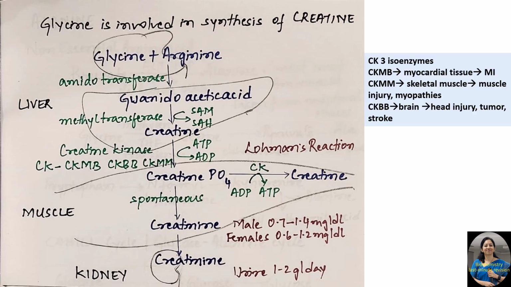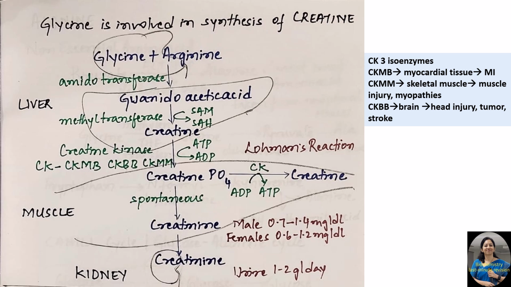Now, the 3 isoenzymes of creatine kinase have great clinical significance. CKMB, which is present in myocardial tissue, is elevated in myocardial infarction. CKMM, which is present in skeletal muscle, is elevated in muscle injuries and various myopathies. CKBB, which is present in brain, is elevated in case of head injuries, brain tumor, and stroke.